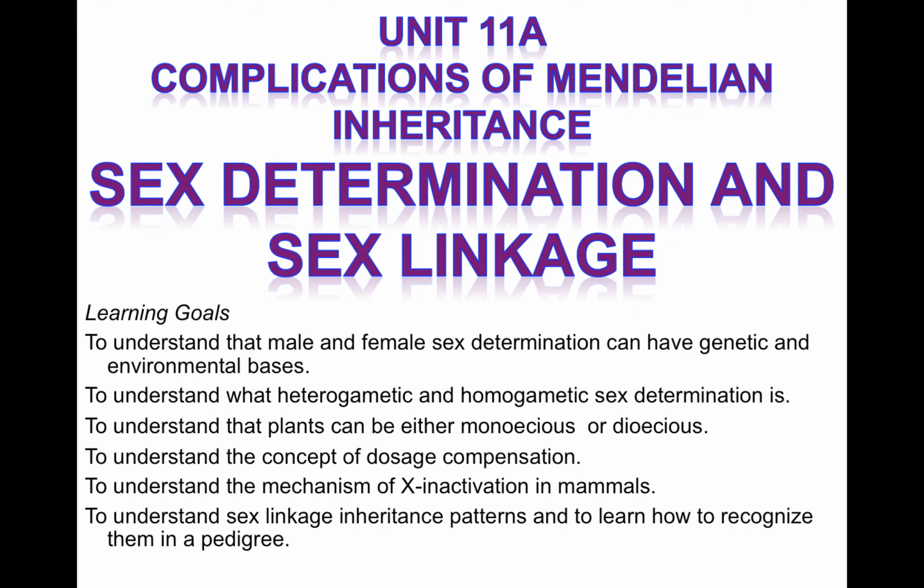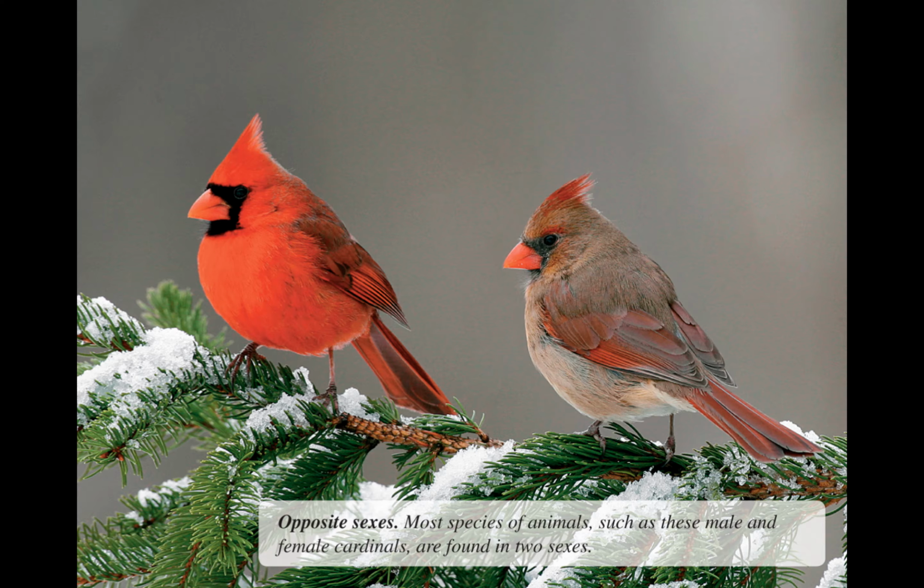Our learning goals are to understand that male and female sex determination can have genetic and environmental bases, to understand what heterogametic and homogametic sex determination is, to understand that plants can be either monoecious or dioecious, to understand the concept of dosage compensation, to understand the mechanism of X inactivation in mammals, and to understand sex linkage inheritance patterns, and to learn how to recognize them in a pedigree.